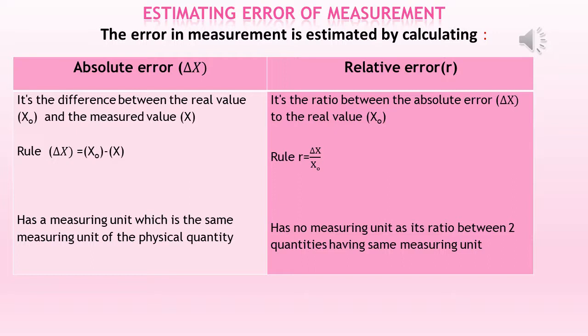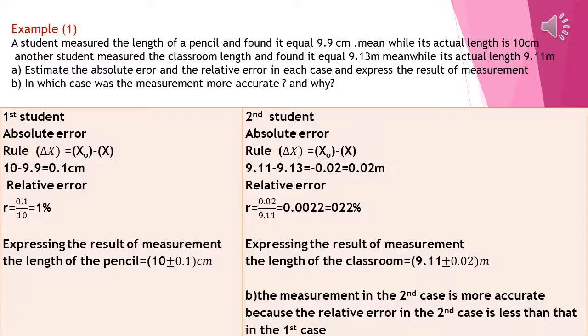Okay. Now I talk about relative error. The relative error is the ratio between the absolute error and the real value, so the rule is delta x over x naught. For sure, it doesn't have a measuring unit because it's a ratio between two quantities of the same kind. When delta x equals 6 centimeters over the real value in centimeters, the centimeters cancel, so it doesn't have a measuring unit.